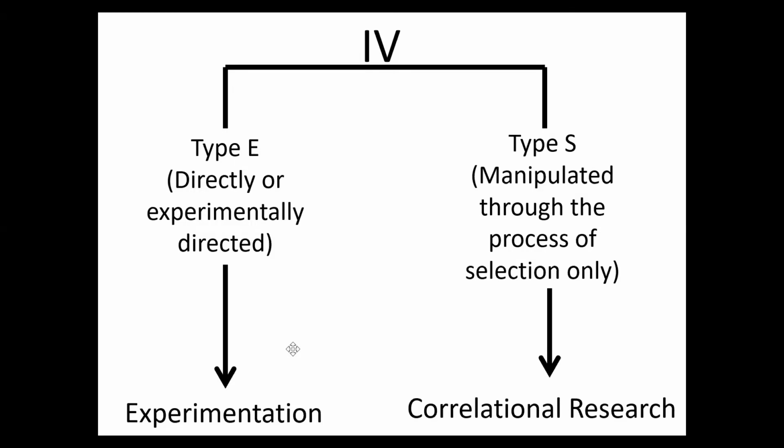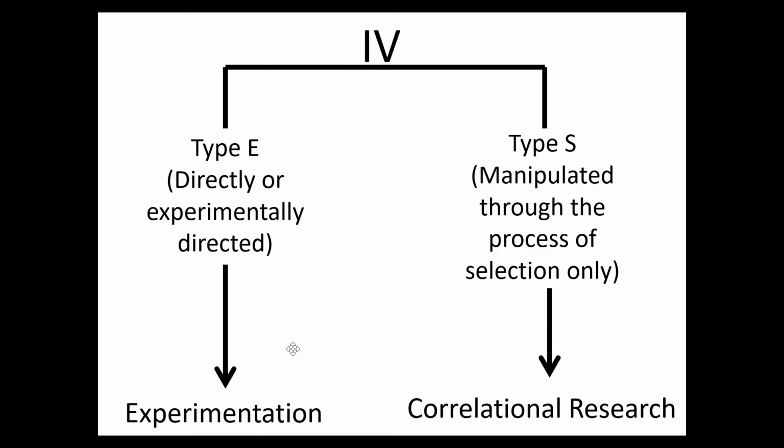to differentiate between type E and type S variable on the basis of an example. Supposing an experimenter wants to see the effect of anxiety upon performance, here anxiety would be directly manipulated by the experimenter. For example, he would take three types of individuals ranging from high anxiety to low anxiety, and he would very easily be able to see the effect of different levels of anxiety upon performance. But as far as type S variables are concerned, they are very difficult to manipulate.